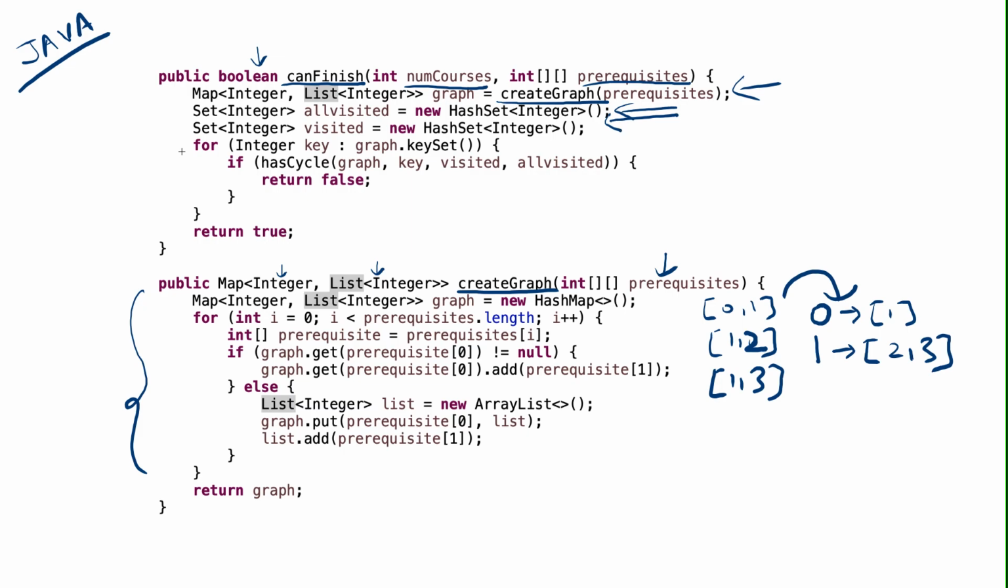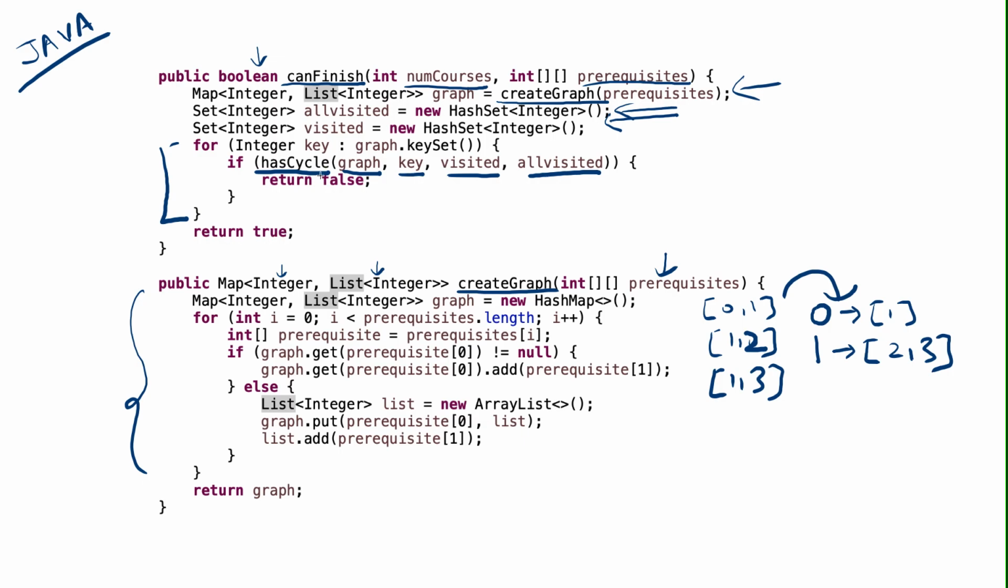And then this part of the code is where we actually go through our graph and look at the course IDs which are there in the keys, and we check whether there is any cycle for any particular key. So our has cycle method, which we will look at next, takes as input the graph which we have just created, the key, which is the individual course ID which has dependencies, and then this is the visited set, and this is the all visited set which we have instantiated just now.